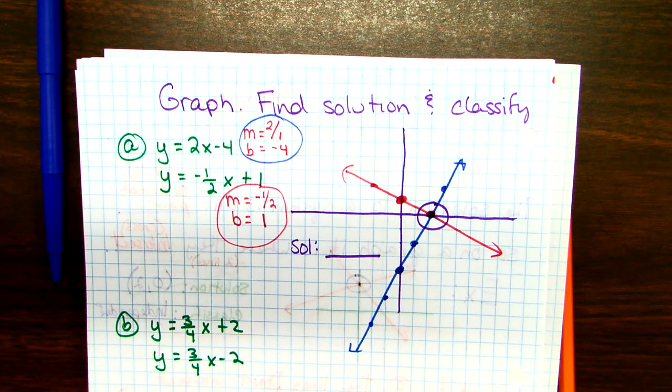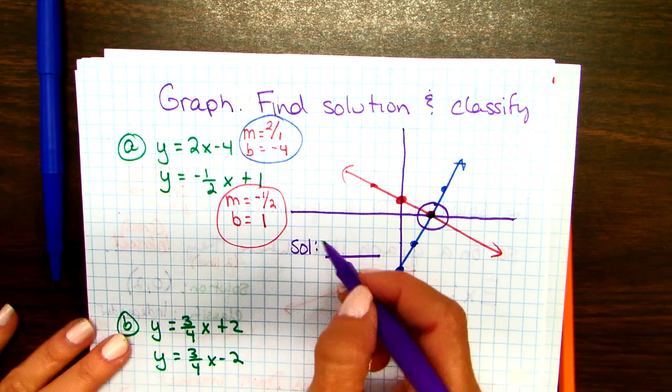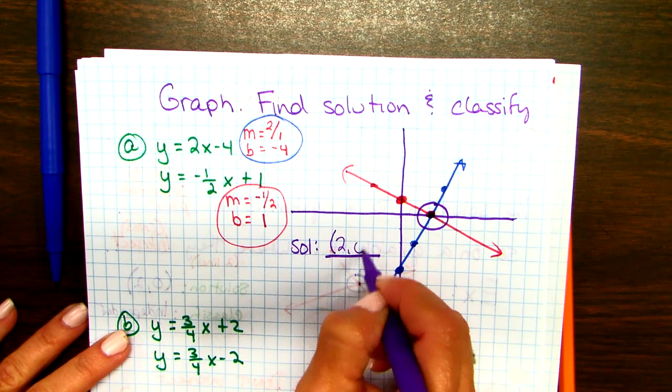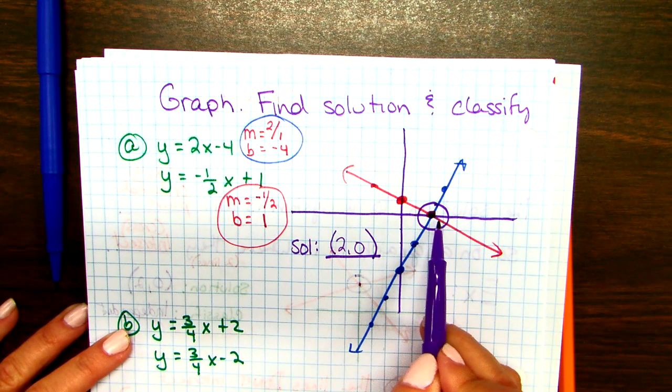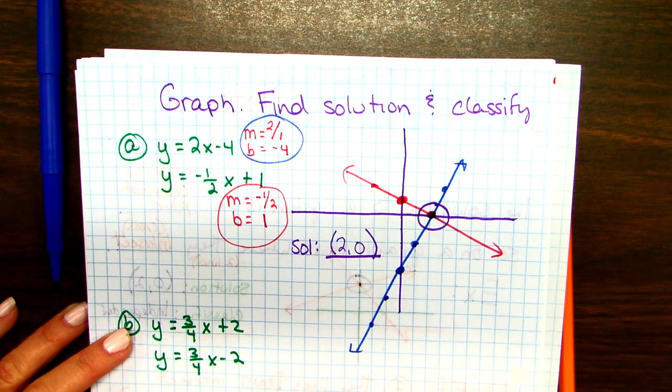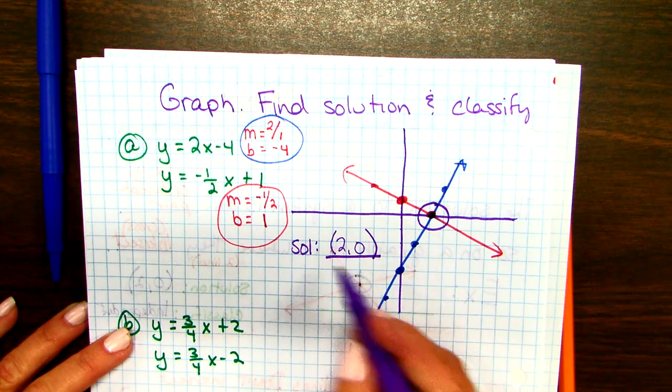You just have to name the point. What's that point? No, 2, 0. Close. Careful. We go to the right 2, up, down, 0. And how do we classify this one? Yes, independent.